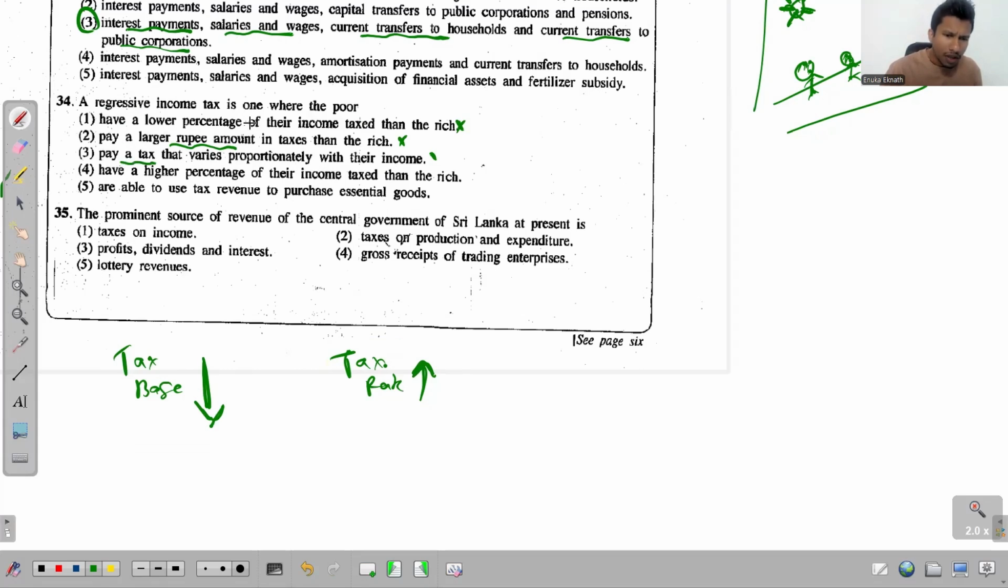The third one says a regressive income tax is one where the poor pay a tax that varies proportionately with their income. If so, that has to be a proportionate tax, not a regressive tax. The fourth one, a regressive income tax is one where the poor have a higher percentage of their income taxed than the rich. 100% true. Percentage of tax means the tax rate. That's true then. Fifth one, where the poor are able to use tax revenue to purchase essentials. Tax revenue is not collected by the poor people. Tax revenue is collected by the government.